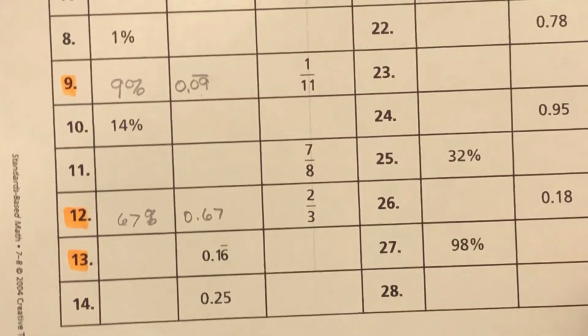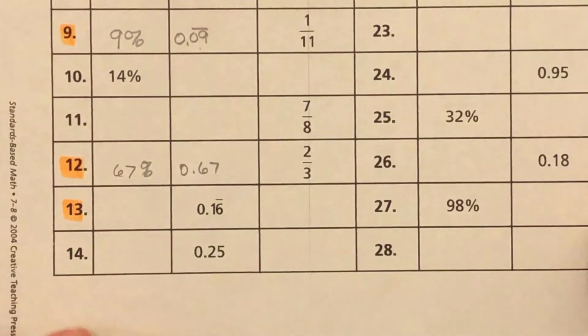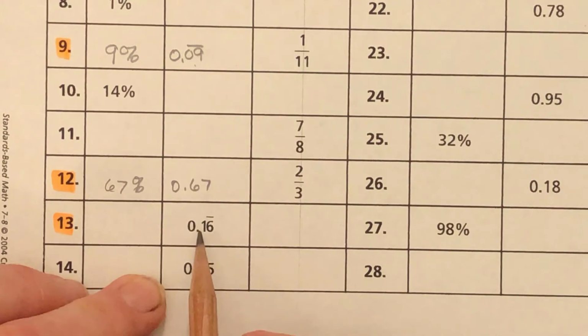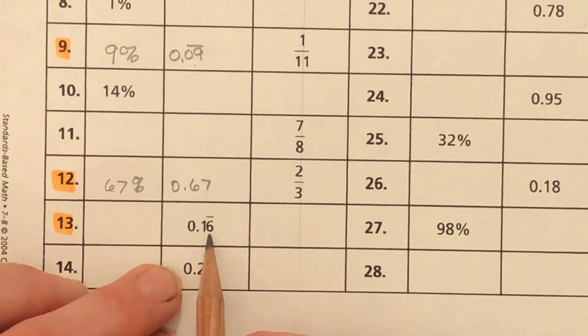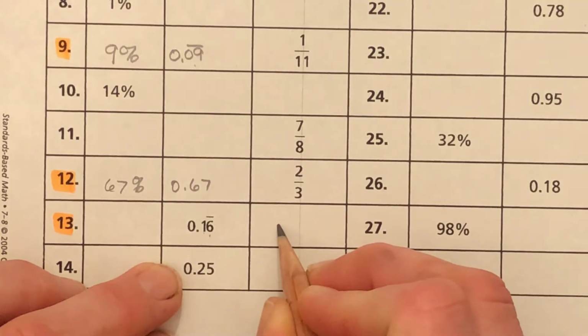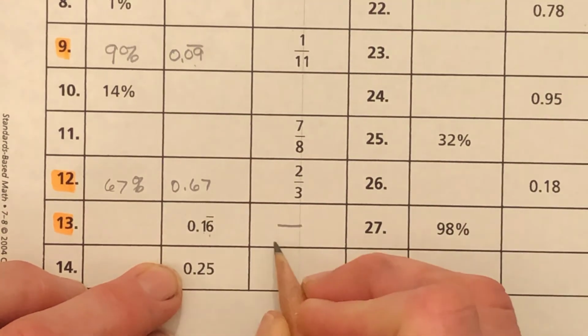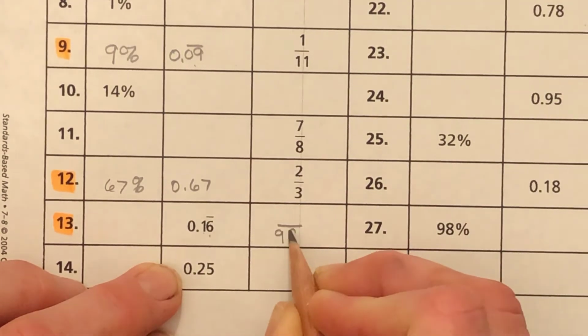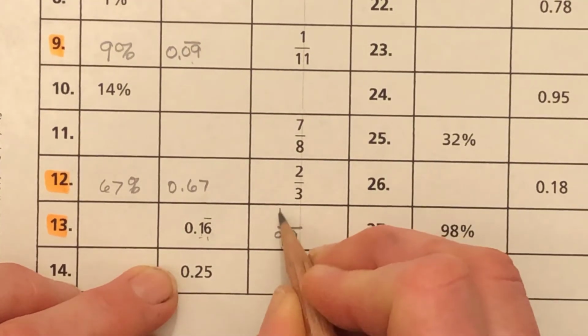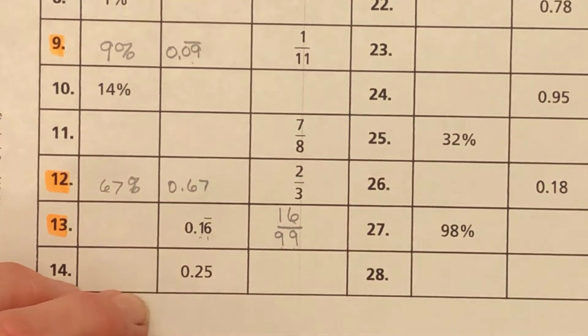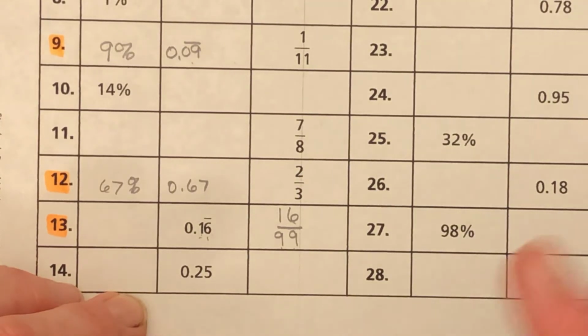Down to 13. Look, we've got a repeating decimal. The rules are a little bit different. With repeating decimals, we don't put zeros in our denominator, we put nines. We have two digits to the right of the decimal, so we put two nines in our denominator. So it ends up being 99. It's 16 99ths. Like I said, it only works with repeating decimals. And when you can reduce it, you'll reduce it down.